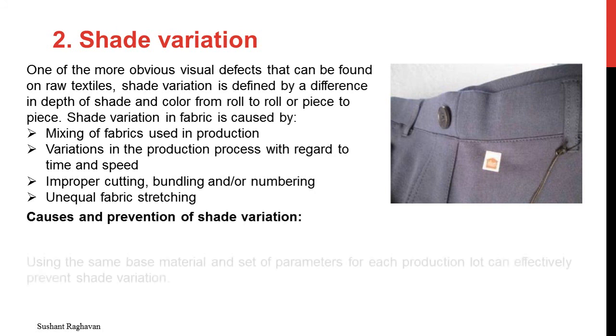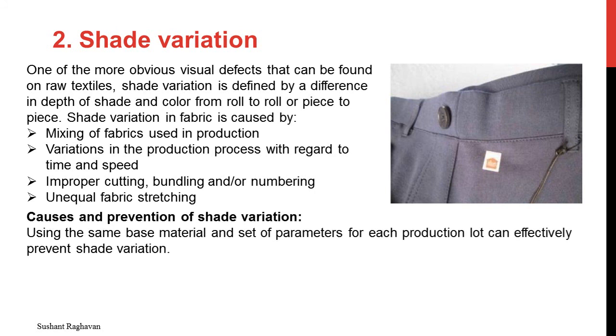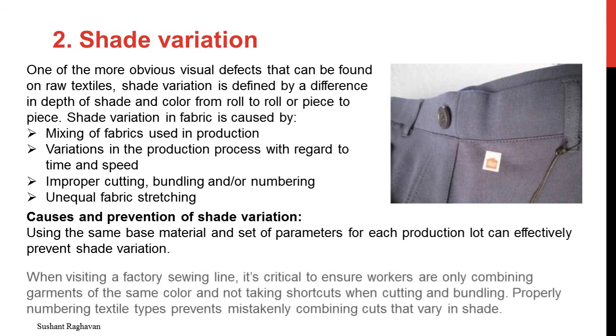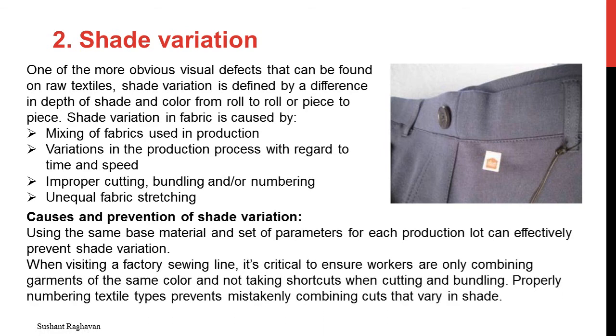Causes and prevention of shade variation. Using the same base material and set of parameters for each production lot can effectively prevent shade variation. When visiting a factory sewing line, it's critical to ensure workers are only combining garments of the same color and not taking shortcuts when cutting and bundling. Properly numbering textile types prevents mistakenly combining cuts that vary in shade.